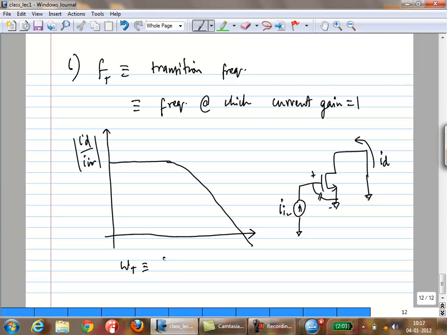And of course, you can write the angular frequency also. You'll find people talking about omega t instead of ft. That's perfectly fine. And you can put in the capacitances and calculate it. But to do this, you're going to make a few assumptions. Some of the other capacitances you're going to neglect, like CDB, CSB, and so on. That's a fairly straightforward assumption, because these capacitances are actually much smaller than your gate source capacitance.